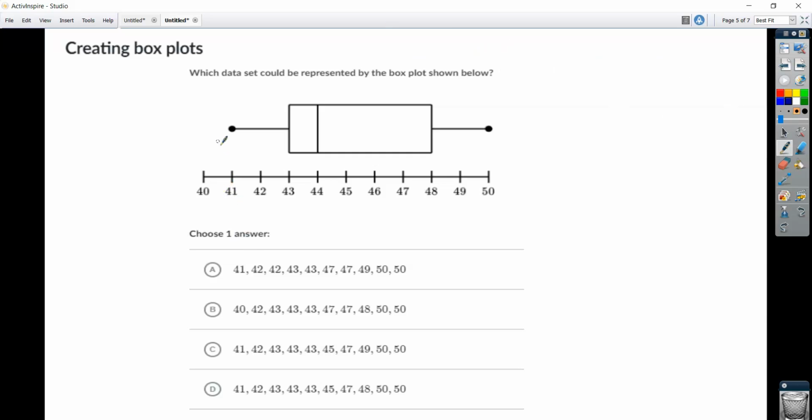First of all, the minimum is 41. So that means the smallest number should be 41. Look at which ones have a smallest number of 41. B is automatically out. Then it has a maximum of 50. So the maximum value here is 50. Let's see if that knocks anything off the list.